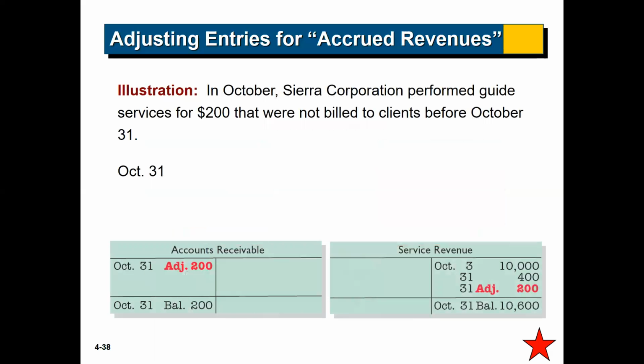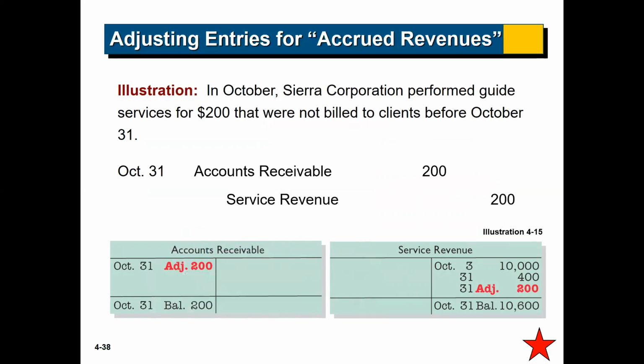All right, so here's an example. In October, Sierra Corporation performed guide services for $200 that were not billed to clients before October 31st. So what we would have to do is debit accounts receivable $200 and credit service revenue $200. You've already done that through your regular transactions, so it's the same entry, but you're doing it as an adjusting entry because it didn't get done during the month.